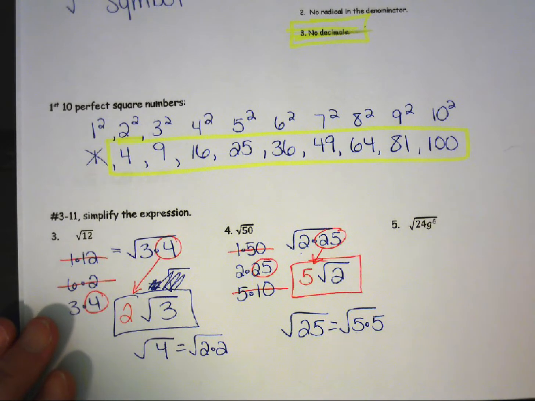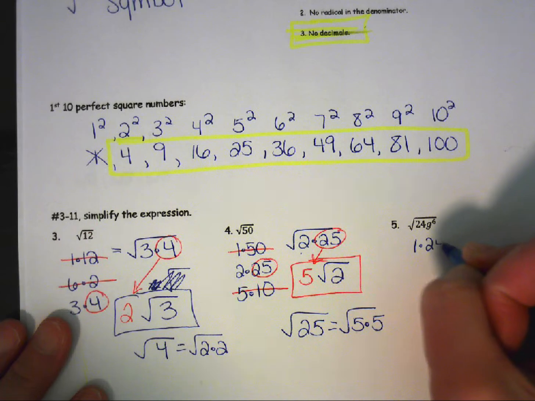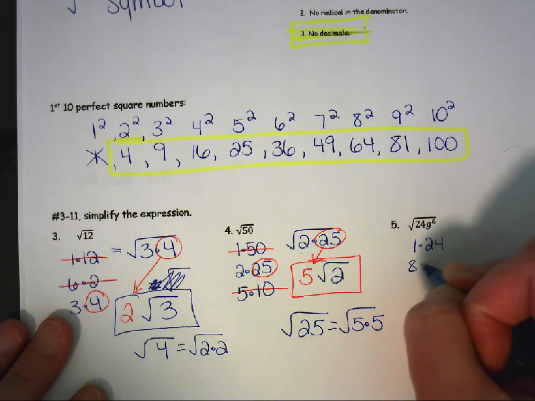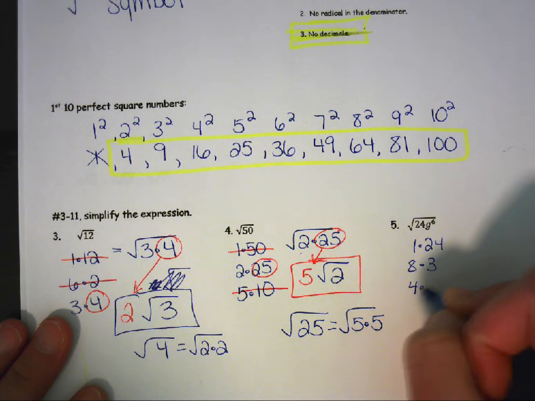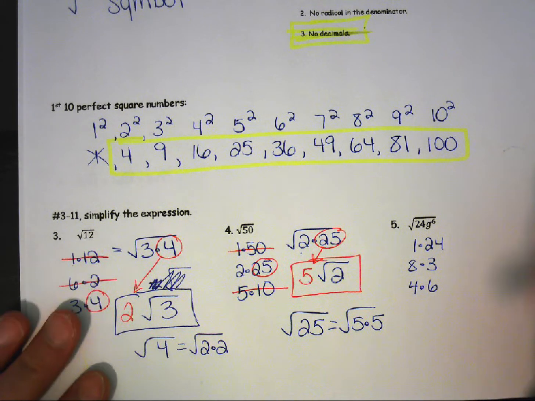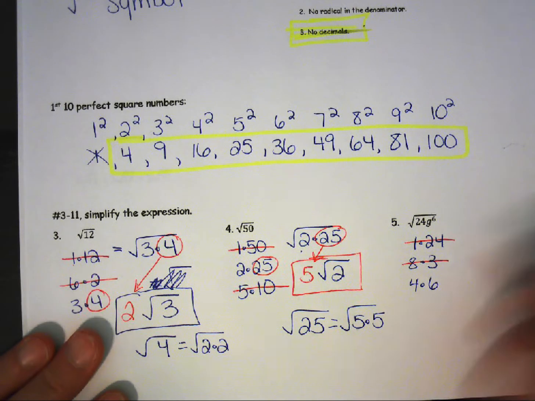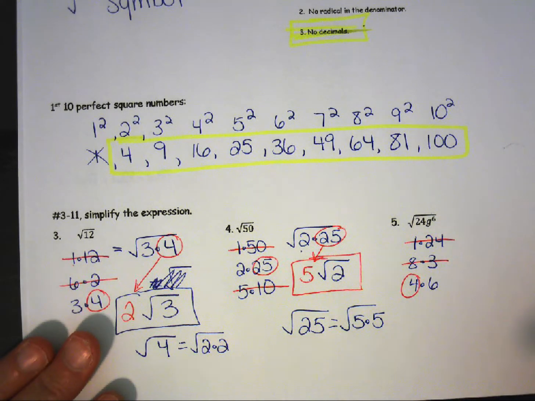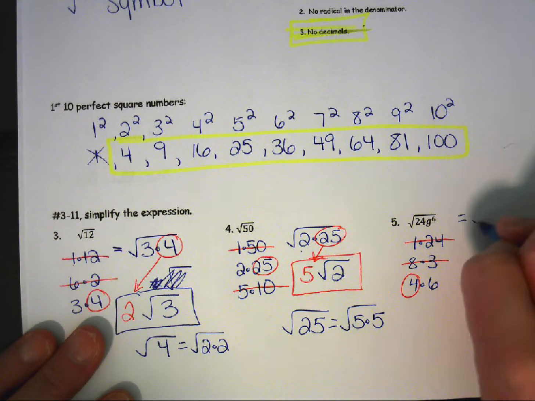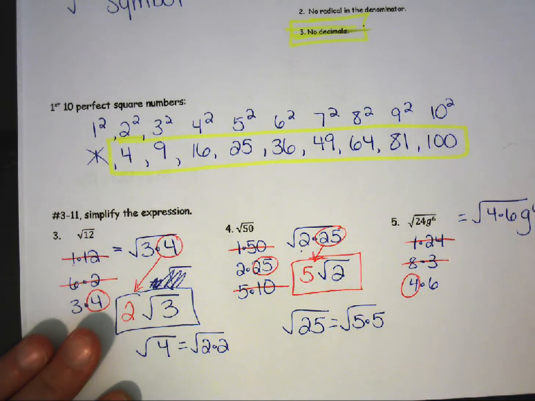But let's look at the number first. So 24. So you have what? 1 and 24. You have 8 and 3. And you have 4 and 6, correct? It really helps if you know your multiples. So no perfect, no perfect. There it is, okay? So you want to think of this as 4 times 6. Now the variable we can just put right there for a second.